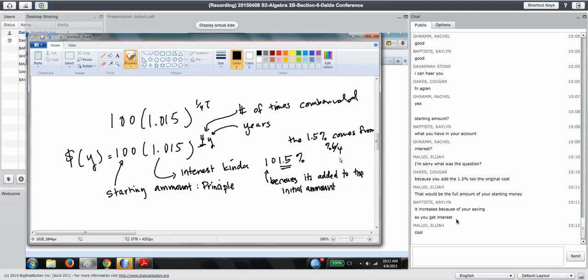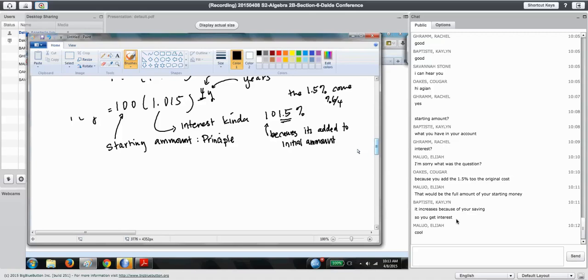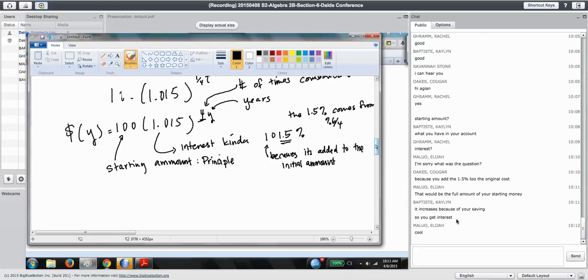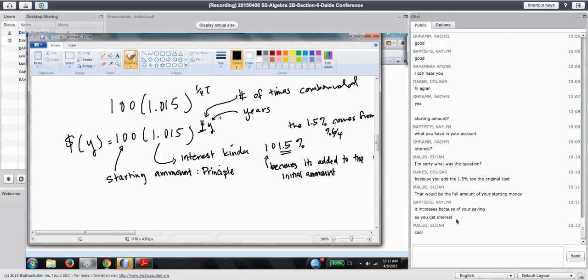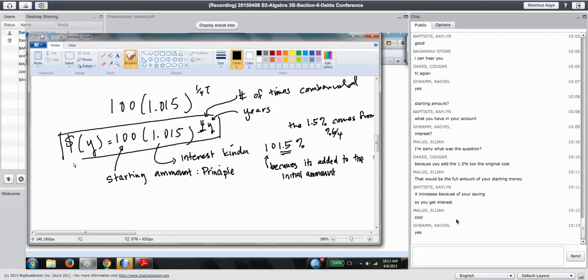Okay, so here's what we're going to do. I'm going to show you the equation. Does everyone understand where each of these numbers comes from in this equation? Okay, so here's the equation for compound interest. Write this down.